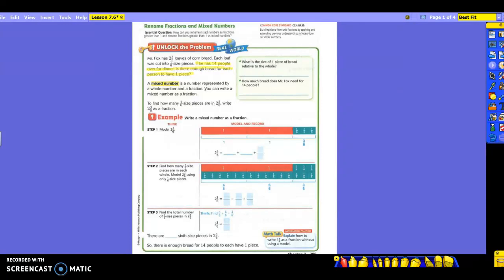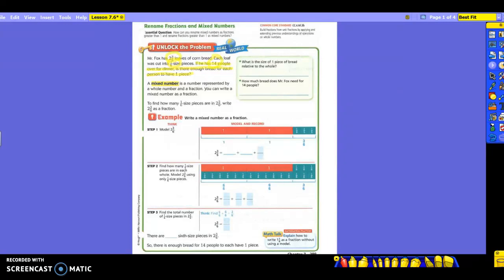All right, what are the numbers that we need to be circling, that we need to use to figure this out? We need to know that he has 2 and 3/6 loaves of cornbread. What else do we need to know? Cheyenne? Okay, so they're in 1/6 size pieces. And what else, Fred? We gotta know that there's gonna be 14 people there for dinner. So we'll just circle it in the highlighting we had done before. Okay.